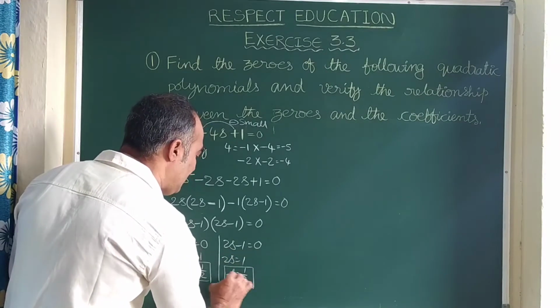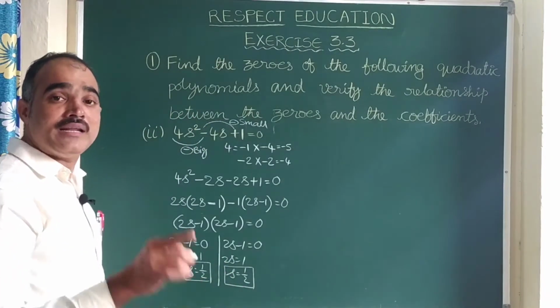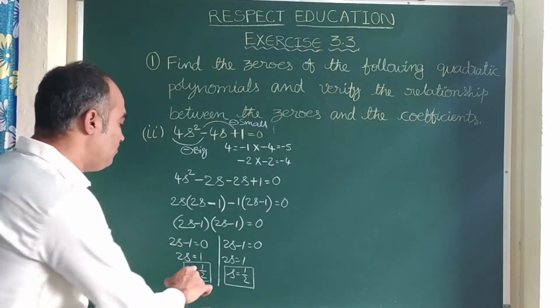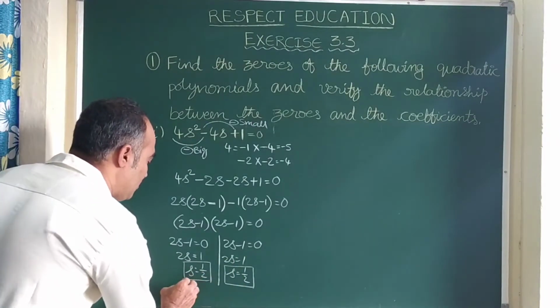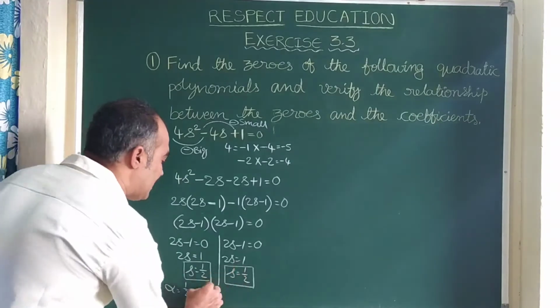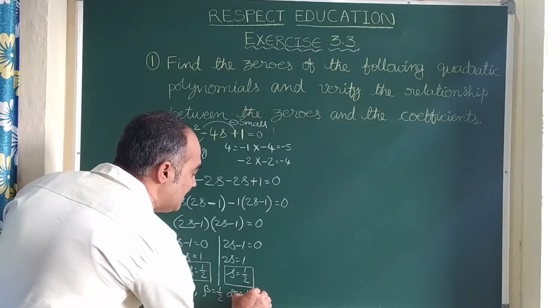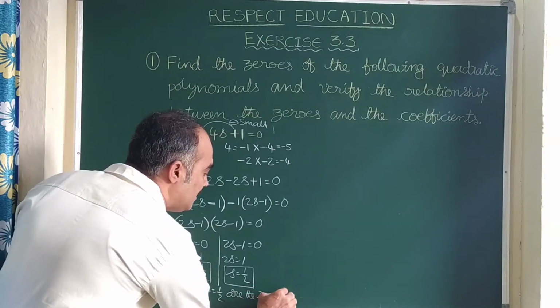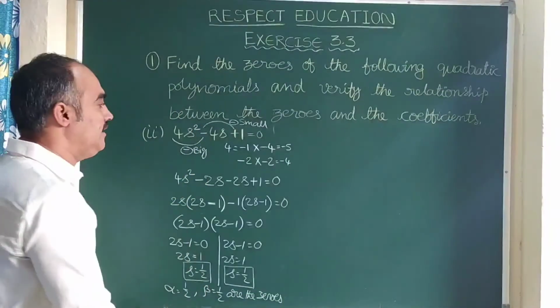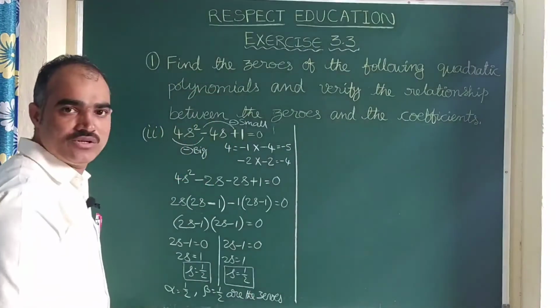Here you see children, we get two zeros, but they are equal zeros. Right? So we can take one of the values as alpha. Alpha is 1 by 2, comma. Second one as beta. Beta is 1 by 2. They are the zeros. Now zeros are ready. Now we are going to verify the relationship between the zeros.